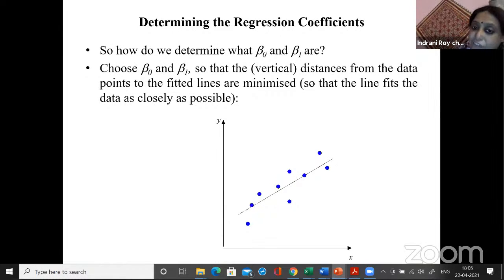Okay. So if the value of m is known to you, and if the intercept is known to you, you actually can construct a unique line.